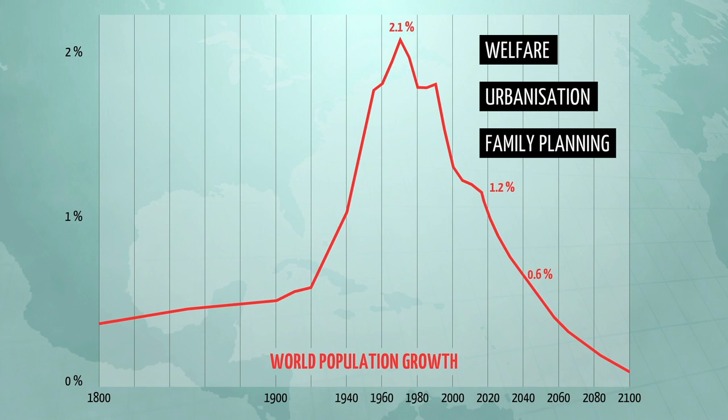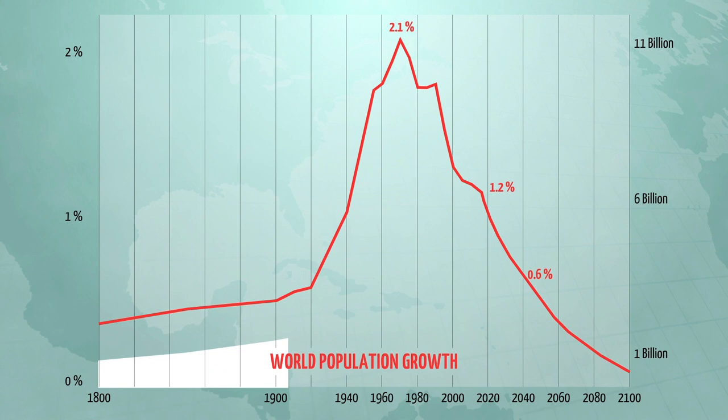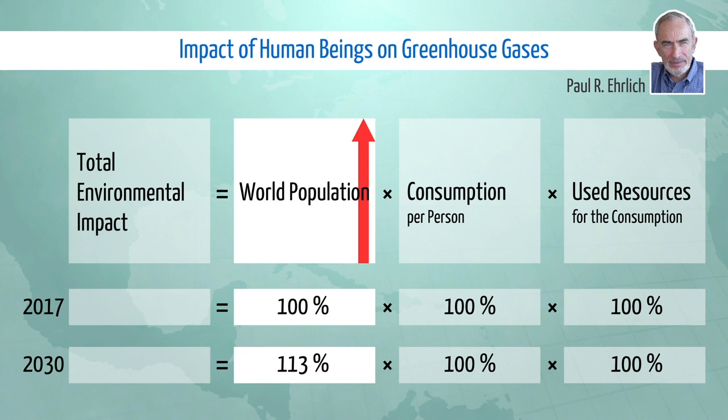The growth percentage led to a sharp increase in world population. In 1945, we had 2.4 billion people, and in 2017, we numbered about 7.5 billion, an increase of more than 200%. Expectations are that the world population between 2017 and 2030 will rise from 100 to 113. This increase has a direct influence on the upsurge of greenhouse gases.